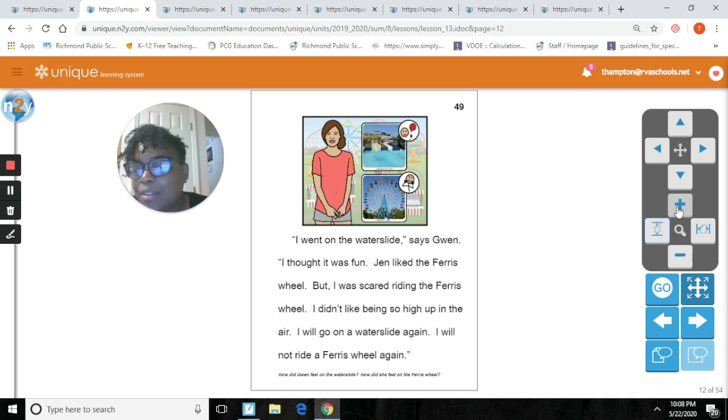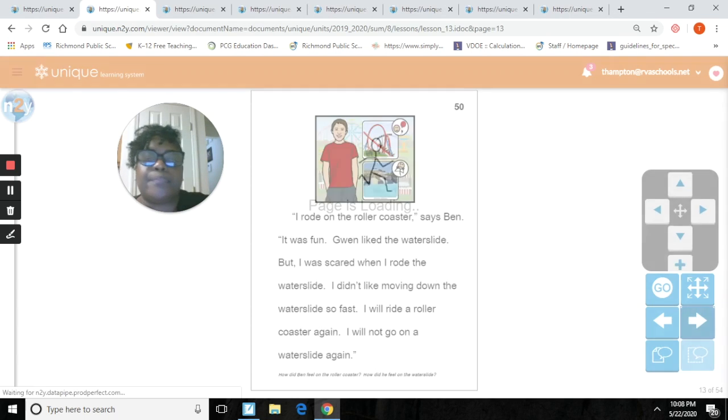All right, I have another statement to make about this page. We know that Gwen feels scared, and that people can choose different activities when they go to an amusement park. Not everyone will like the same thing, okay? And that's very true.